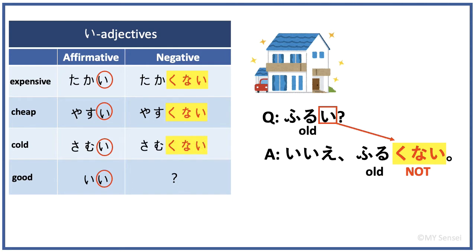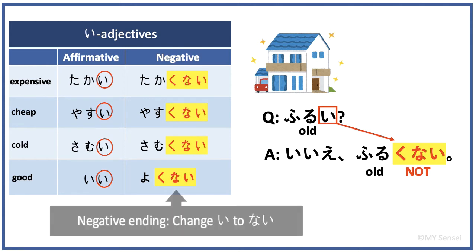Ii means good, and its alternative is yoi. To change ii to its negative form, we will need to use yoi. Therefore, the negative form of yoi is yokunai, meaning not good. Just like the verb conjugations, negative form kunai follows behind the adjective roots.